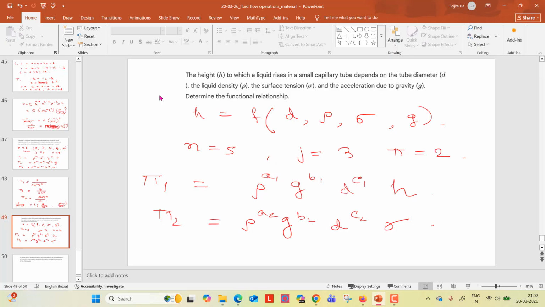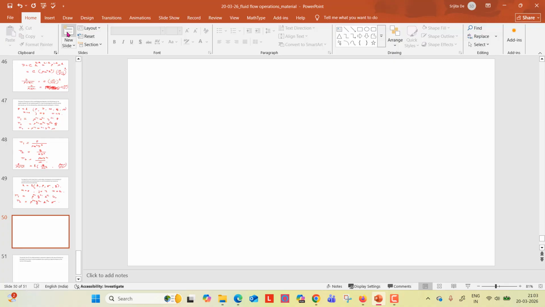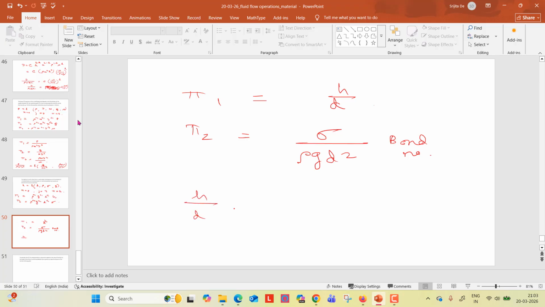So if you know all the unit expressions, finally pi 1 will come as only h by d, and pi 2 will come as sigma by rho g d square, which is called the bond number. If you calculate this, you will find it. So you can write h by d is a function of the bond number, which is the surface tension force by the gravitational force.